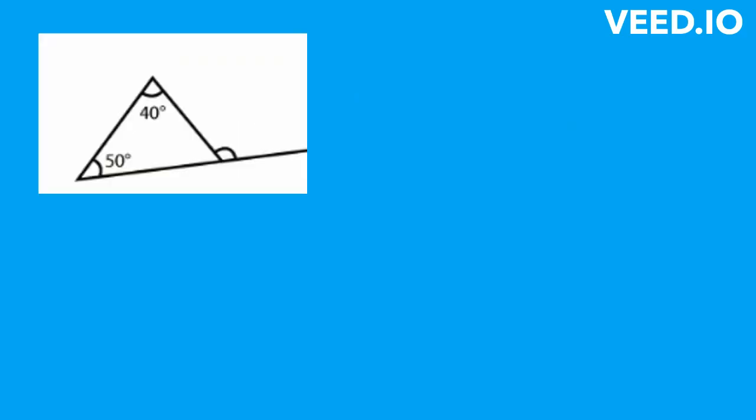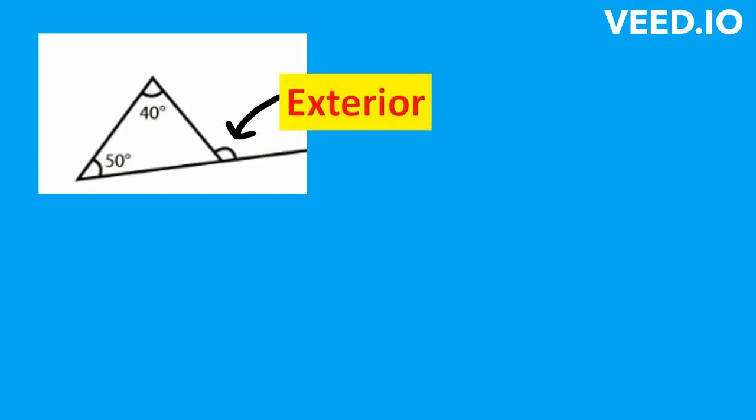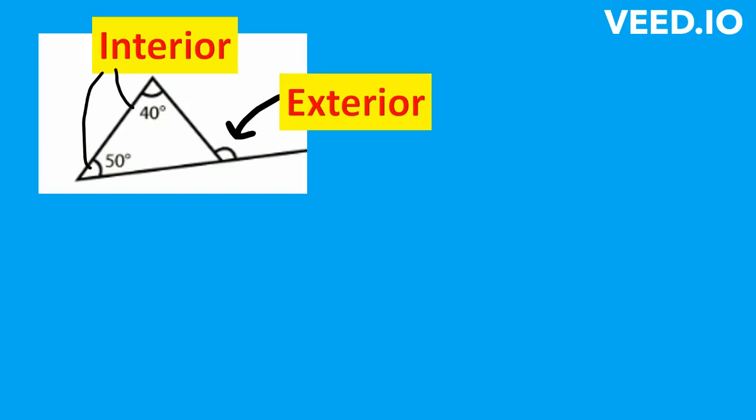Now there is a concept here. We have a triangle with angles 40 and 50 that are mentioned. Now we need to find this angle here. What is this angle called? This angle is called an exterior angle because it is lying outside the triangle. These two angles are called the interior angles because they lie inside the triangle.